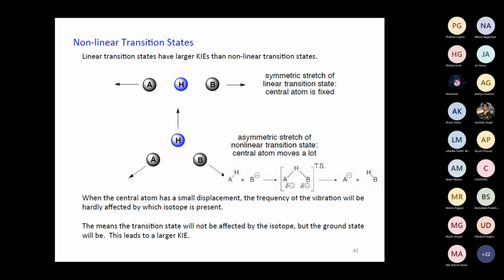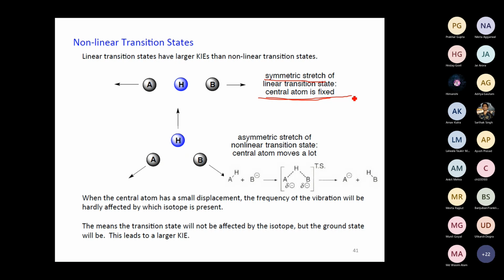So as I told, if it is perfectly linear, and whoever is asking, suppose it is a perfectly symmetric stretch, left and right hand side. If A and B are the same, then the center atom will be fixed. If for some reason the central atom moves a little or more, then there will be an energy difference between the C–H and C–D zero-point energies in the transition state. In those cases, kH/kD will be lower and lower compared to the 6.8 value. 6.8 is the highest, when the central atom is fixed.